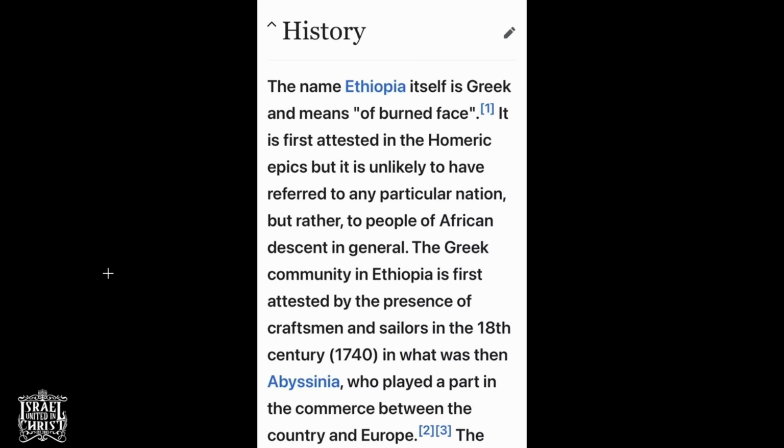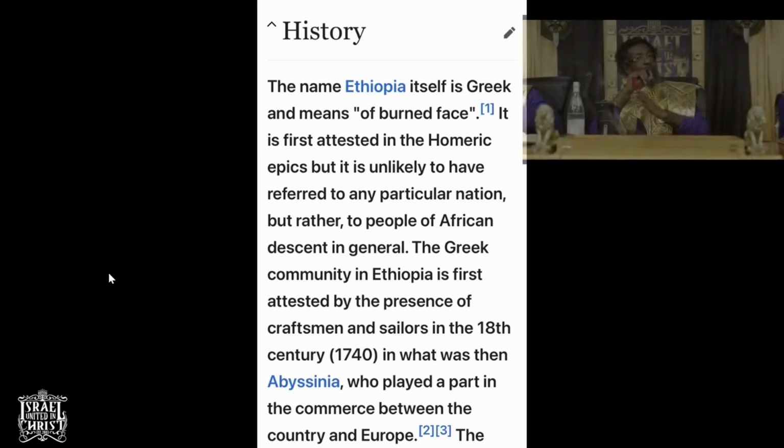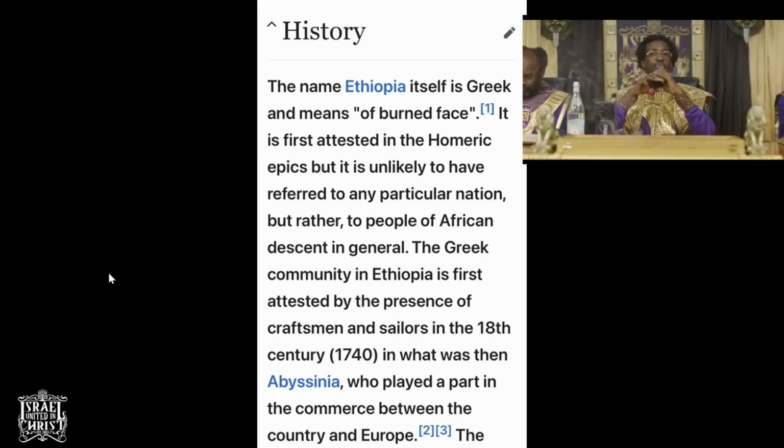History. The name Ethiopia itself is Greek and means "of burned face." It is first attested in the Homeric epics, but it is unlikely to have referred to any particular nation, but rather to people of African descent in general. So when you look at many old maps, some of them would say Ethiopia for the entire continent. It's not until more recently that they moved it to the west side of the continent.